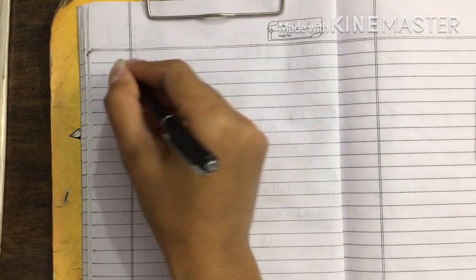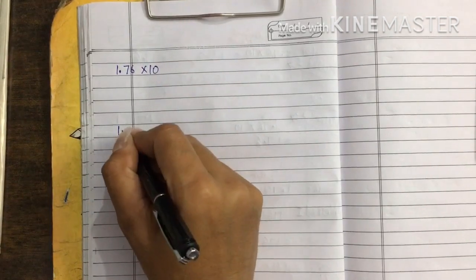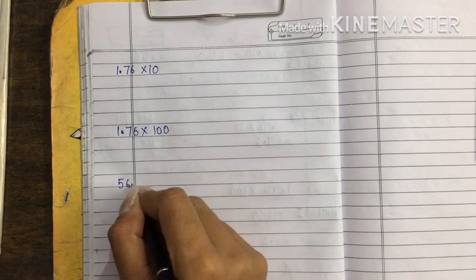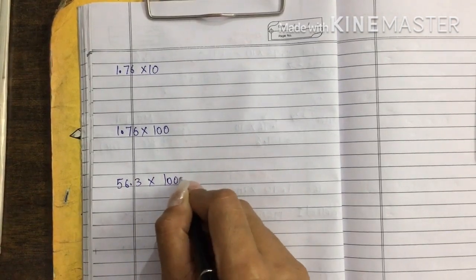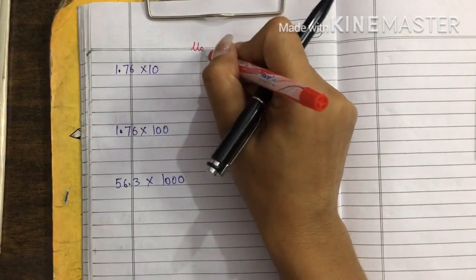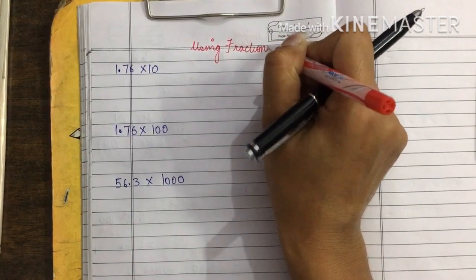Now let us see if I had to multiply with 10, 100 and 1000 using fractions, how would I do it? I have 17.6 multiplied with 10, 1.76 multiplied with 100, 56.3 multiplied with 1000. Now I'm going to do these questions using fractions.